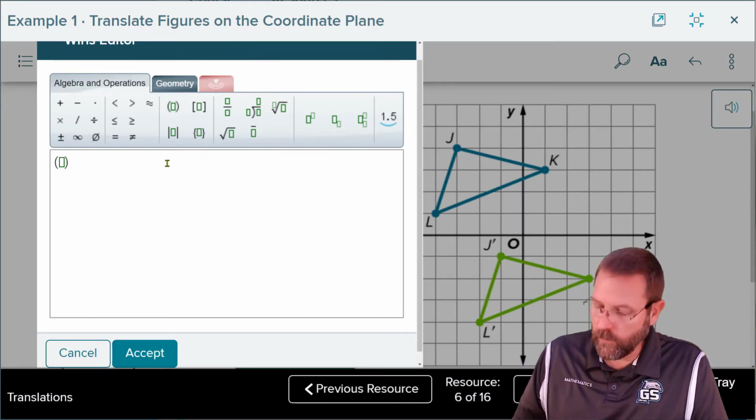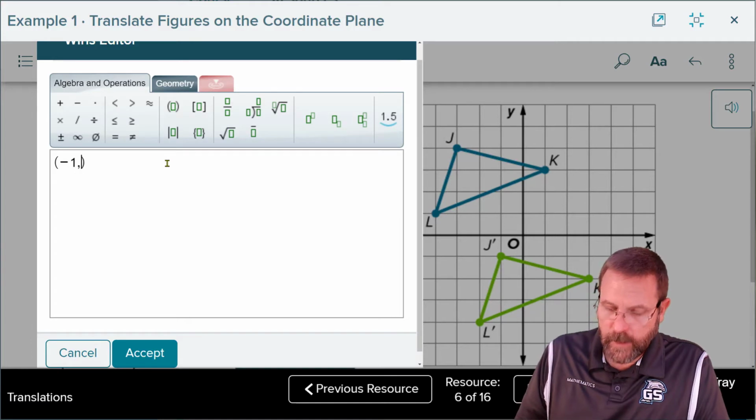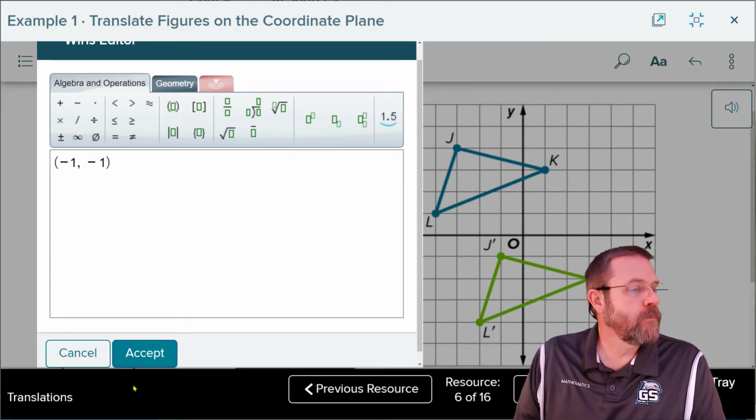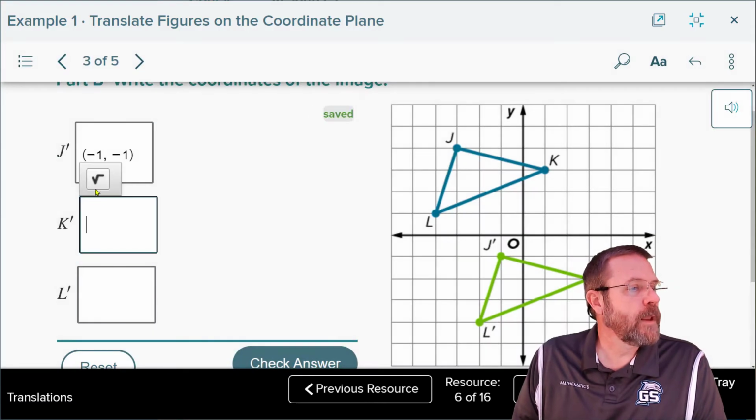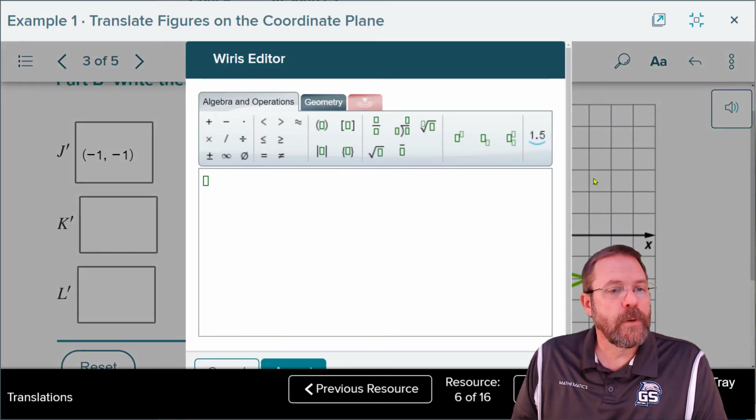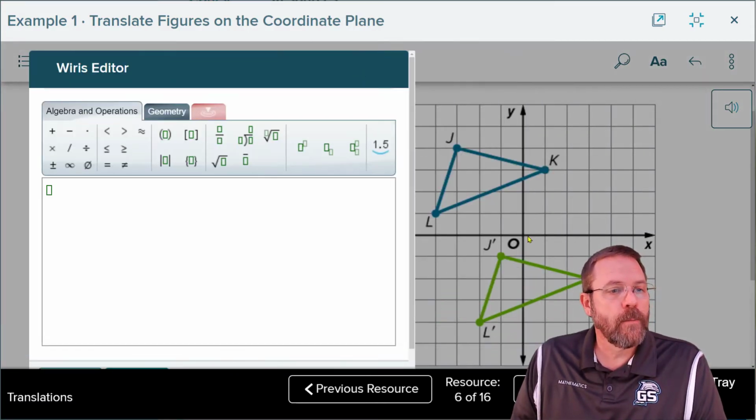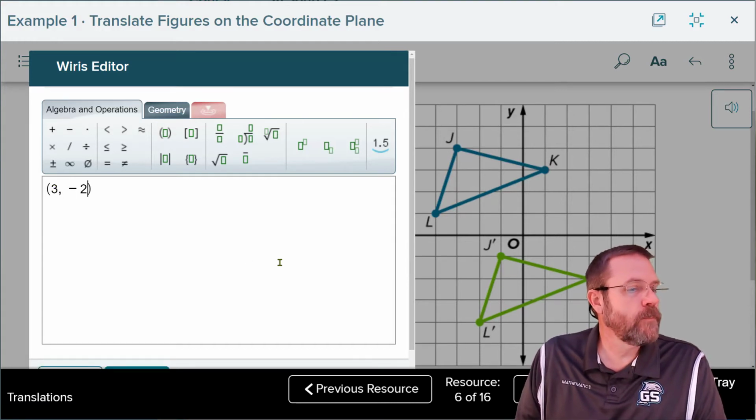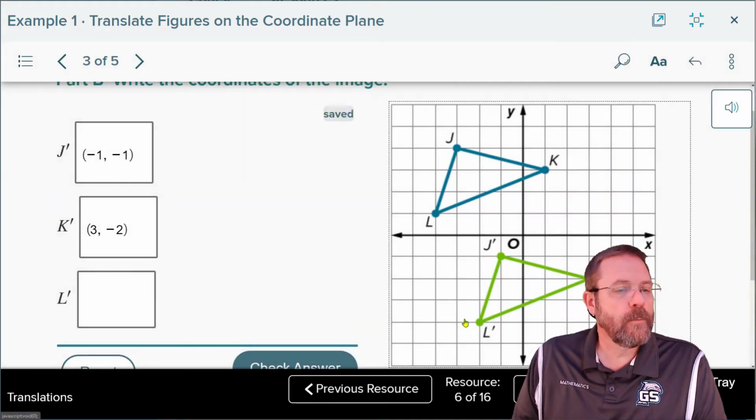Remember, you have to have parentheses. (-1, comma, space. Don't forget your space. -1), except K prime is going to be at 1, 2, 3 right, and 1, 2 down. So it's going to be at (3, -2). And then point L prime is going to be at point -1, -2.